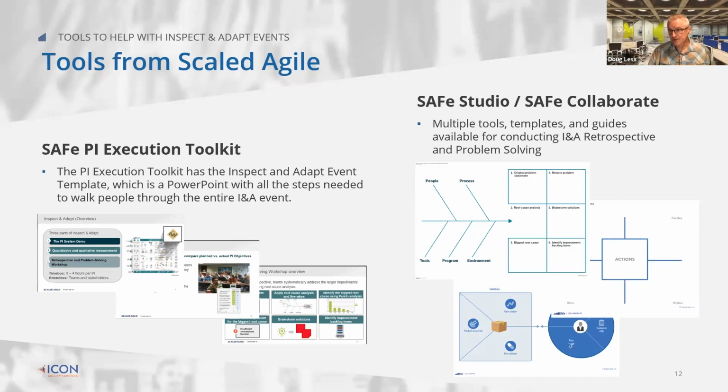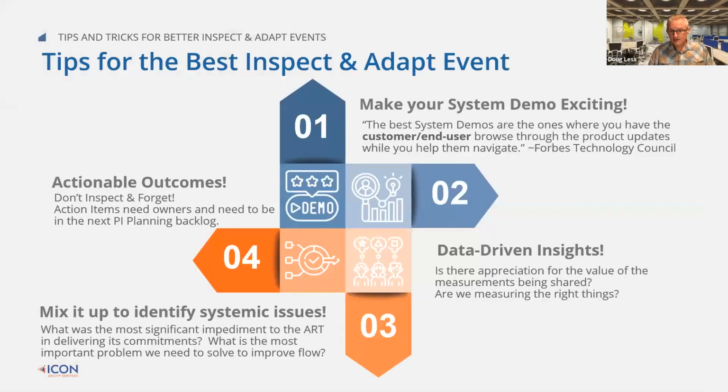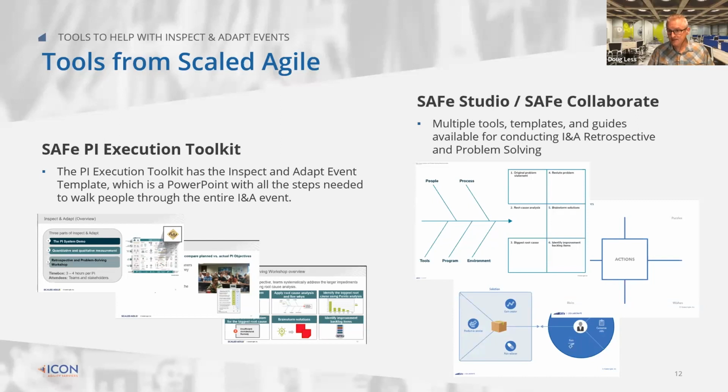If you're familiar with SAFe Studio, SAFe Collaborate, there are multiple templates here. There are Ishikawa diagrams, action diagrams, ways to uncover the valuable ideas, many different templates and tools to surface things. Again, going back to mix it up when identifying systemic issues, use different tools. Don't use a 5 whys, use something different. Use one of these action templates, use some sort of creative brainstorming template. There are all sorts of templates available in SAFe Collaborate to help you surface problems and identify corrective actions. And so those are the key things to use.